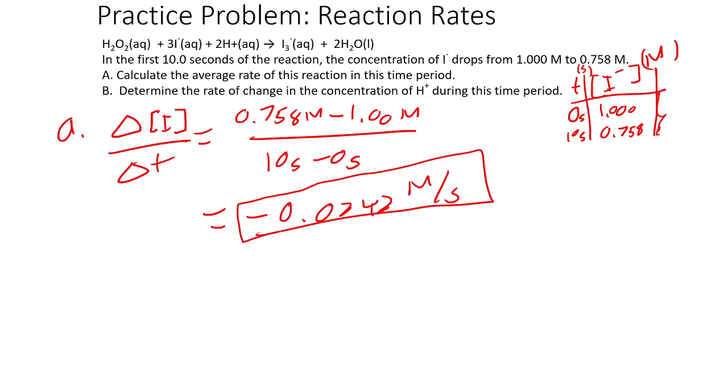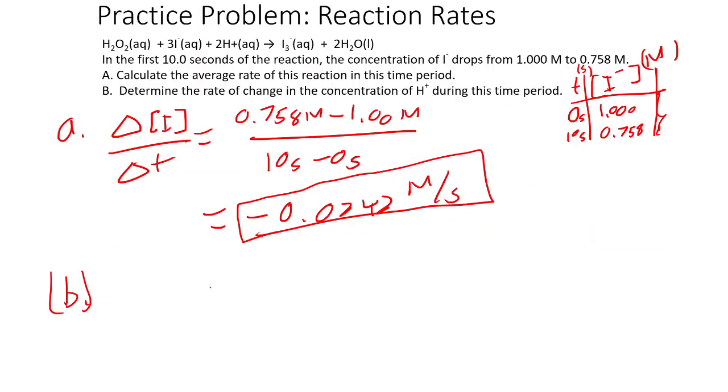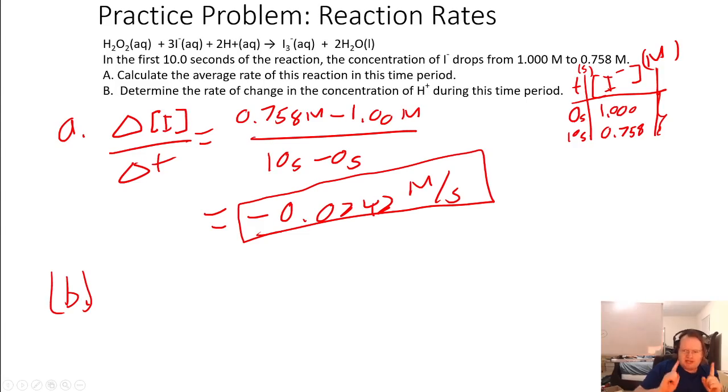Now, the question also asks me to determine the change in H plus in that time. So what we need to do is set up our relationship between these two using that equation. Using this general equation of negative 1 over A equals negative 1 over B, that's for the reactants, and then positive for the products. So I minus is a reactant. H plus is a reactant. That means both of them are going to be negative.